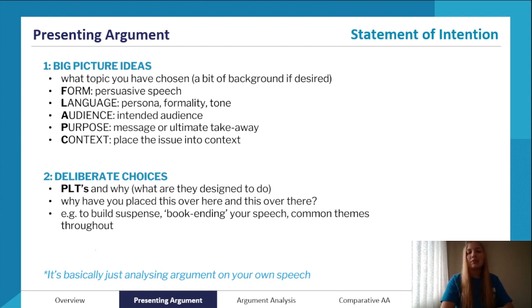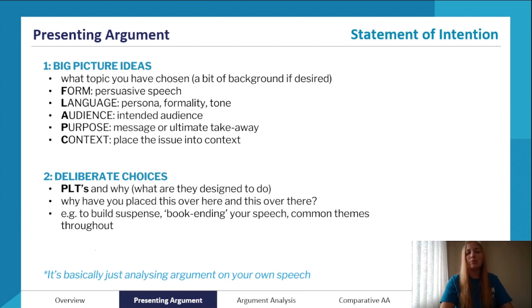The register of your oral: is it formal or is it informal? Why? What kind of tone is throughout the piece, excluding tonal shifts, of course, which is a persuasive language technique you may use. What's your intended audience? Make this very specific. Don't say the general public or Australians. Make it as specific as possible, and that might even include listing several stakeholders. You might have several audience groups that are relevant to your oral.